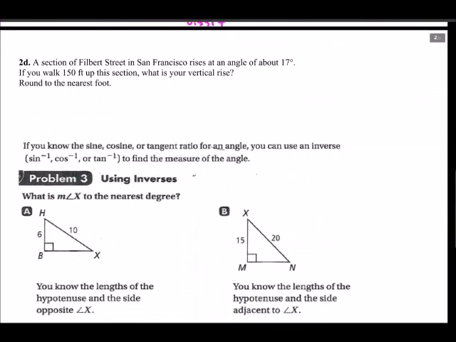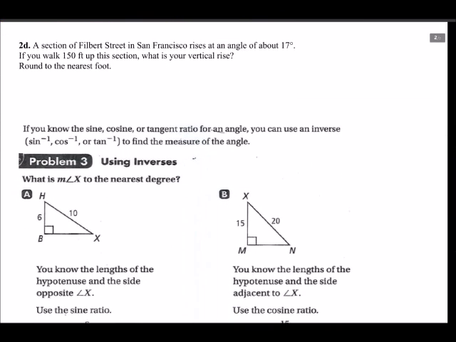Oh, it looks like we have another problem here. We'll do this one together. That doesn't hurt. It says a section of Filbert Street in San Francisco rises at an angle of about 17 degrees. If you walk 150 feet up this section, what is your vertical rise? All right, that's a clue right there. Vertical rise.